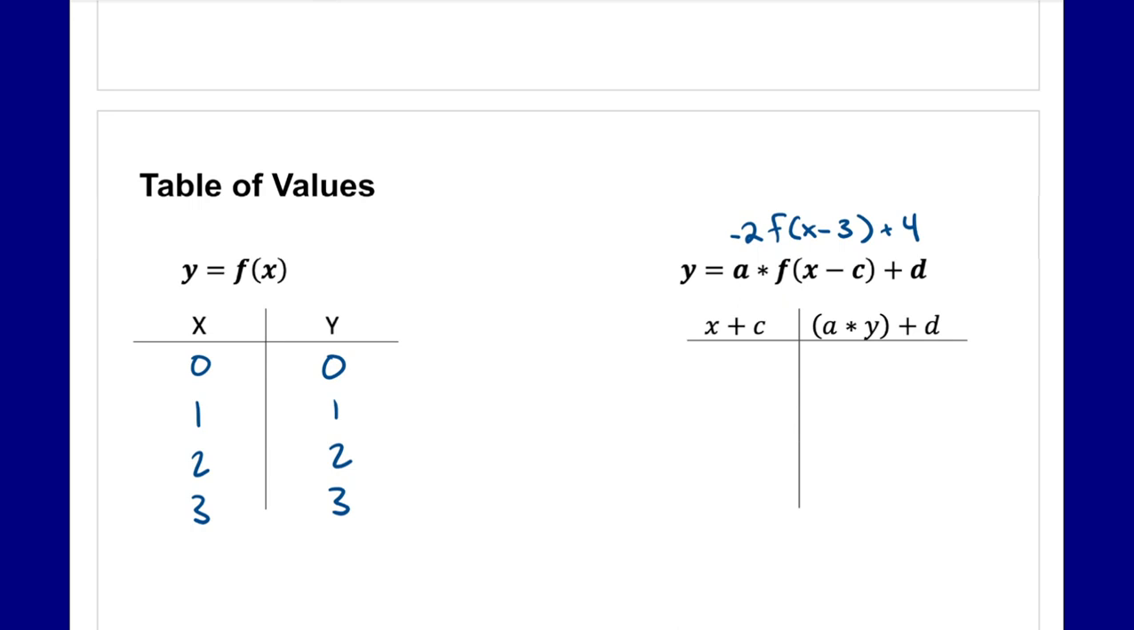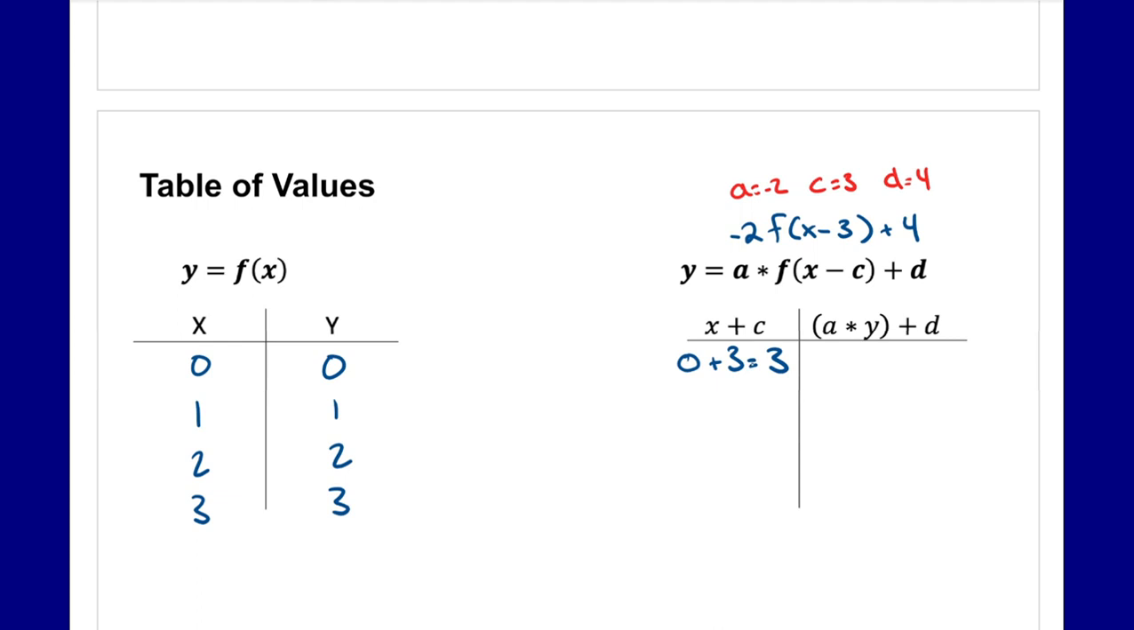If I look at this function that I just created, our a value is negative 2, our c value is 3, and our d value is 4. So if I apply those different parts, my initial x value is 0, and then I'm going to add c, so 0 plus 3 equals 3. That's my new x value for this original point. And I can go through the rest of them.